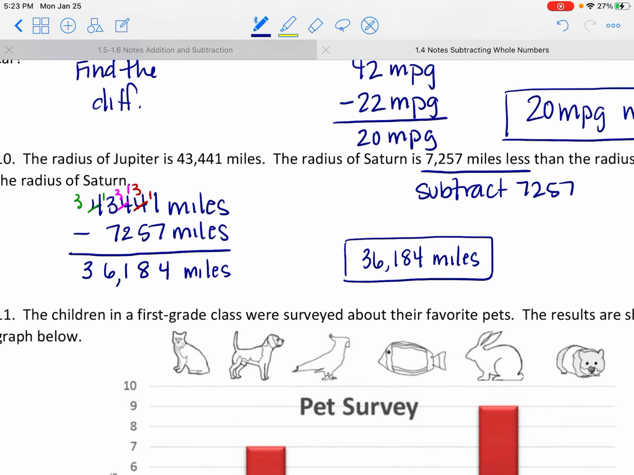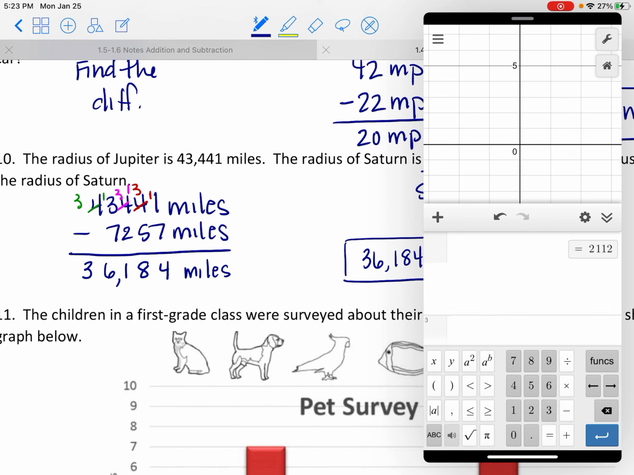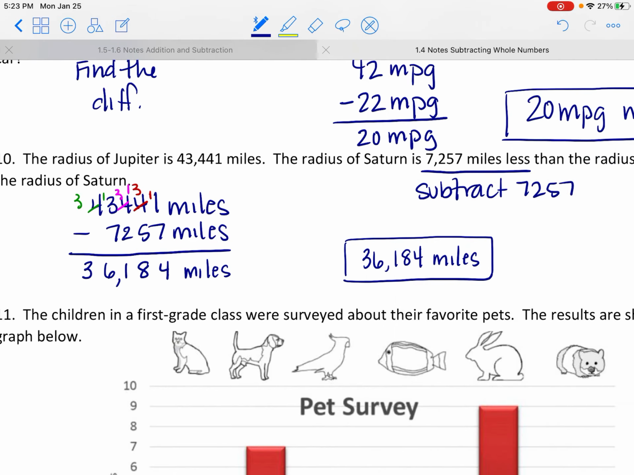And this would be a good one to verify with the calculator just because there's a lot of borrowing happening there. So 43,441, if we took away the 7,000, just make sure I got that number right, 7,257, then there it is, 36,184 miles.